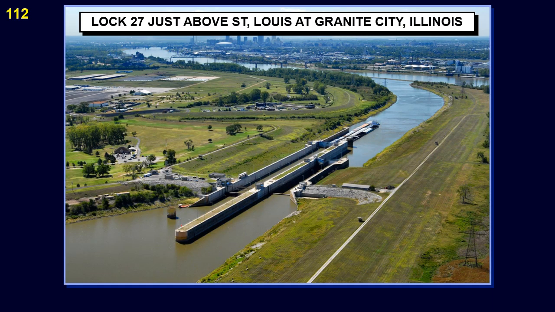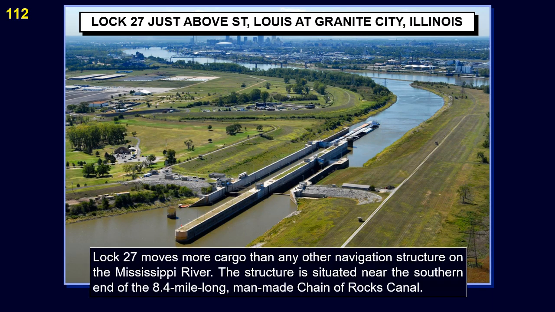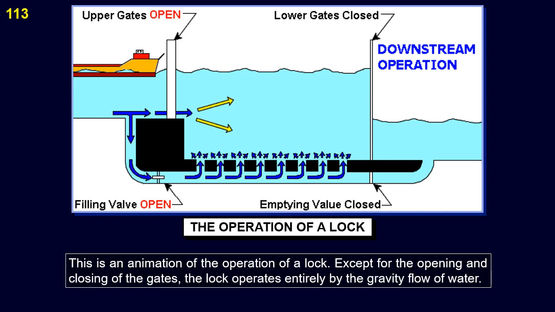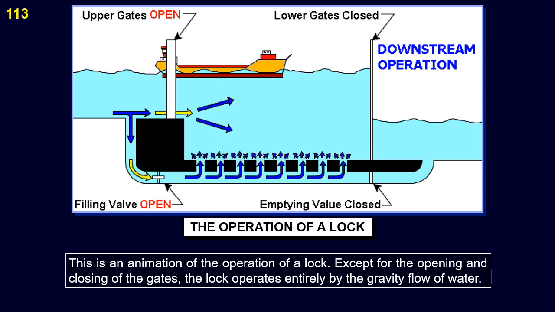Lock 27 moves more cargo than any other navigation structure on the Mississippi River. The structure is situated near the southern end of the 8.4-mile-long, man-made Chain of Rocks Canal. This is an animation of the operation of a lock. Except for the opening and closing of the gates, the lock operates entirely by the gravity flow of water.